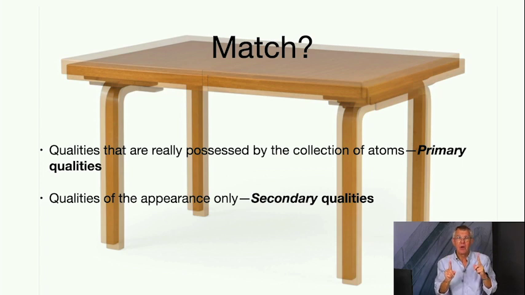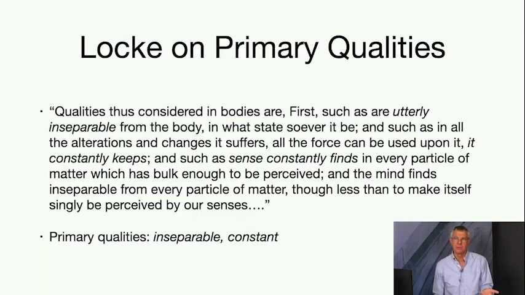And here's my way of knowing: physics. I study the underlying science. I study my perceptual apparatus. I do both physics and cognitive science to find out what really is going on in the world and to formulate a theory then about how my mind and my brain are processing this and why I have the representations that I do. So here is how Locke defines primary qualities.